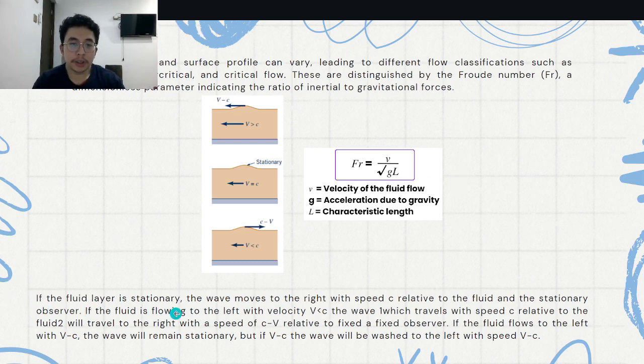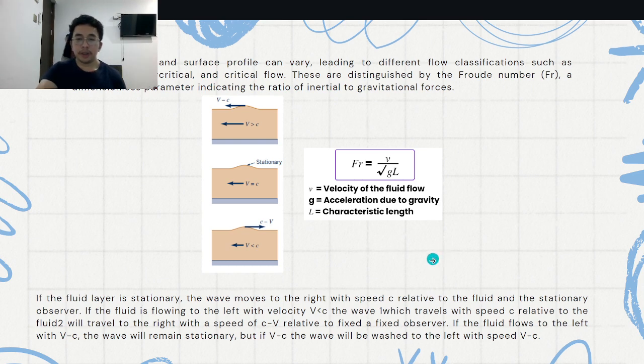If the fluid layer is stationary, I'm going to explain this part first. If the fluid layer is stationary, the wave moves to the right with speed c relative to the fluid and the stationary observer. If the fluid is flowing to the left with velocity v bigger than c, the wave which travels with speed c relative to the fluid will travel to the right with a speed of c minus v. So yeah, that's actually this part.